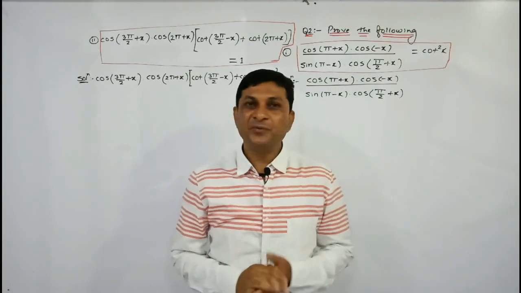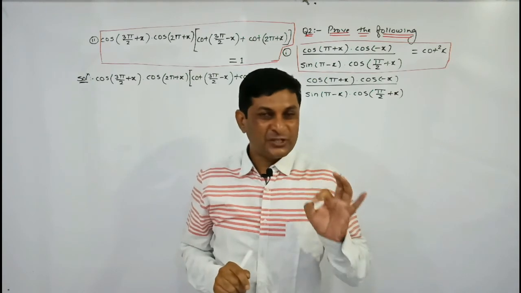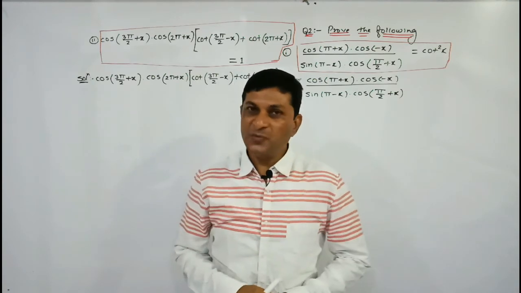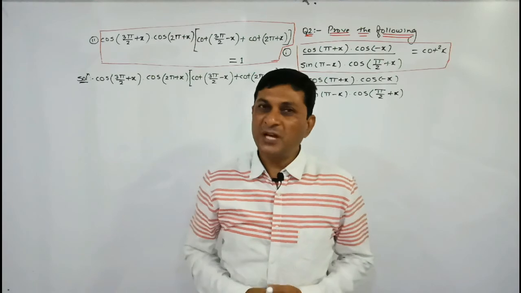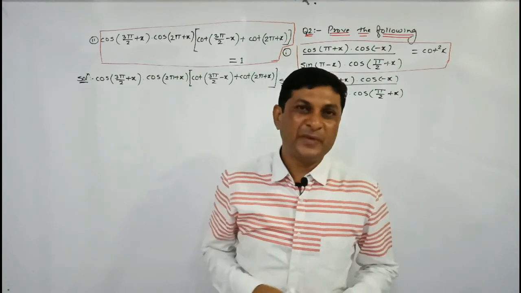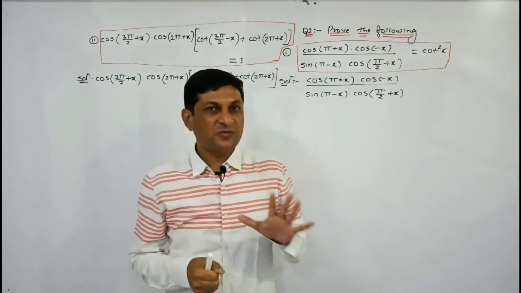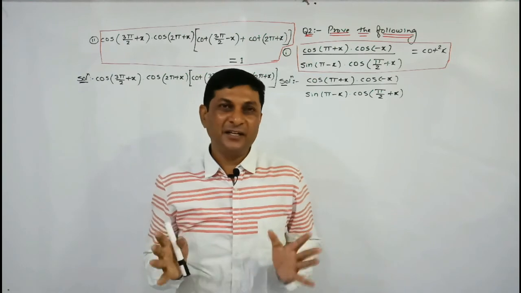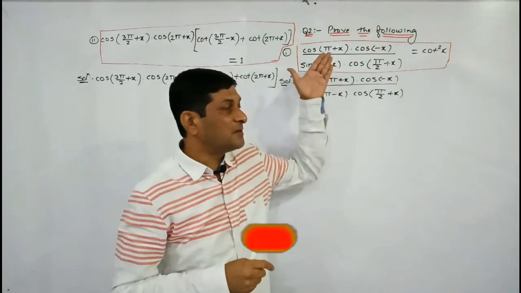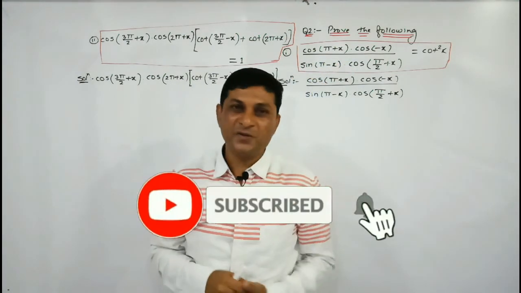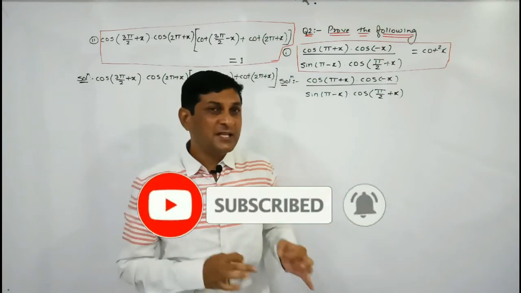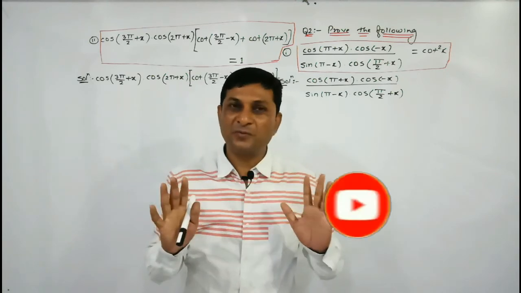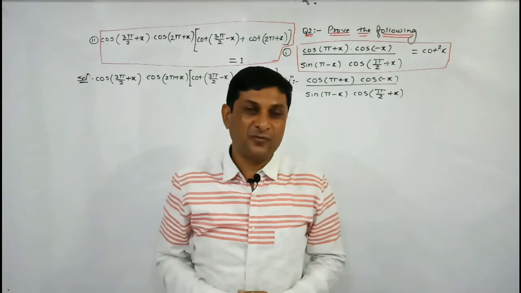In the last video we have seen question number first from exercise 3.2. So in this video we are solving question number 2 from exercise 3.2. Total 5 examples are there, and in each example we have to prove that the value of left hand side is equal to what? Right hand side. And to solve the examples from this exercise also we have to make use of allied angle formulas.